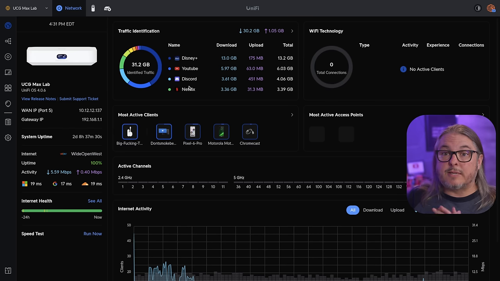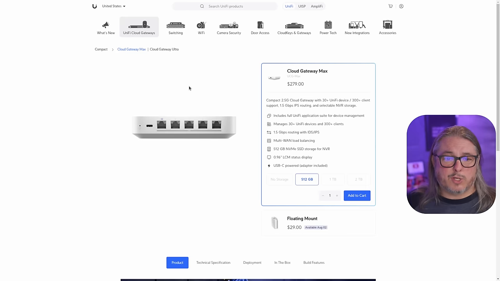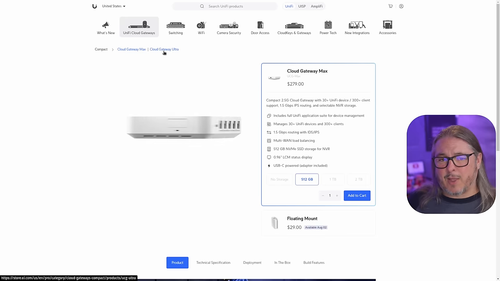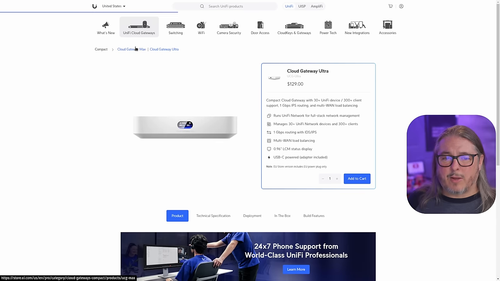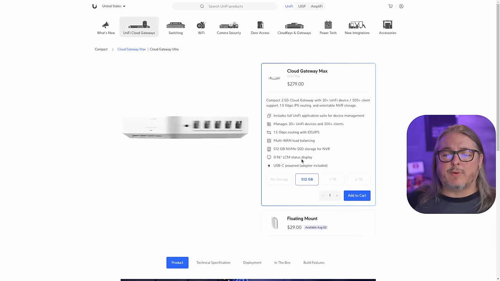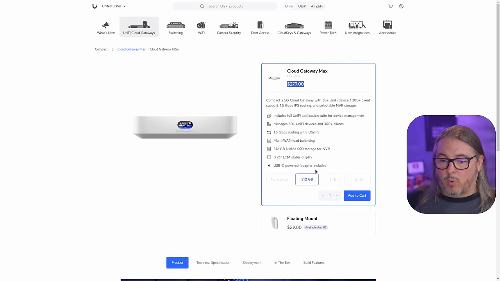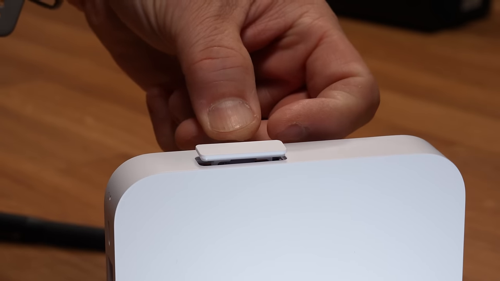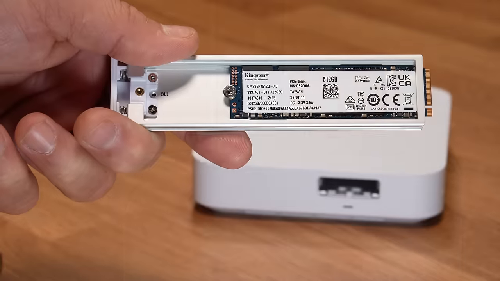Now, I want to start out by saying this is not a review of the UniFi Cloud Gateway Max. I'm still testing it, but so far all my testing has gone really well, so that review will be coming soon. This is more about where it fits into the UniFi ecosystem and which product you should buy, because a lot of questions have popped up in the comments going, do I get the Cloud Gateway Ultra for $129 or the Cloud Gateway Max, which right now is $279 for the model with 512 gigs, but you also have available August 23rd, $199 for a model that won't have any storage at all. I don't think the 512 one's bad, but the fact that they popped in a standard little NVMe drive in there really expands the possibilities.